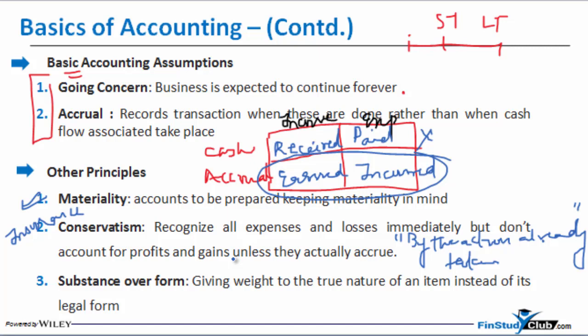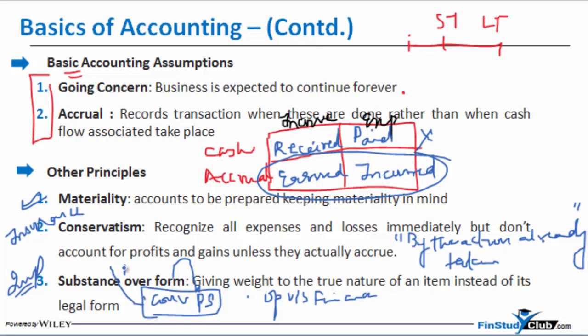Substance over form is again one of the very, very important aspects, and here I want you to write a couple of things. One, convertible preference stock, and second is operating versus finance lease. What I mean by that is convertible preference stock is actually legally a preference share, but since it is convertible and there is a large chance that it is going to be converted, it should be treated like an equity share. So legal form is preference share, but it should largely be treated like an equity share.